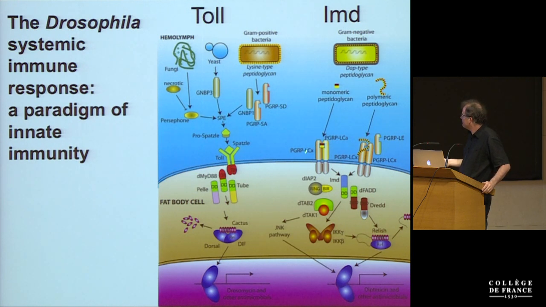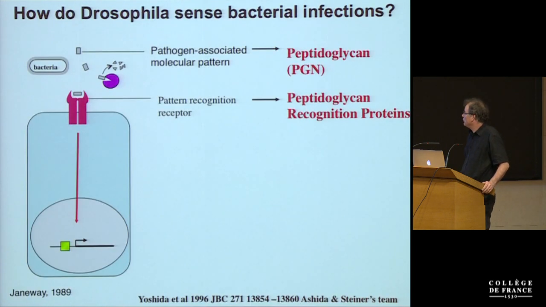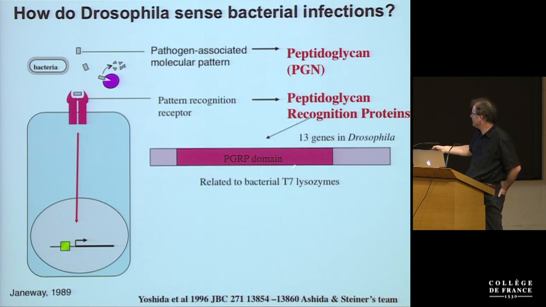Now I will speak a bit more, because we speak about evolution, about peptidoglycan recognition proteins. So what are PGRPs? Those are proteins which are involved in the sensing of peptidoglycan, and they function as pattern recognition receptors in insects. So here you see the structure of a PGRP. It is similar to T7 lysozyme, which are enzymes that cleave peptidoglycan.